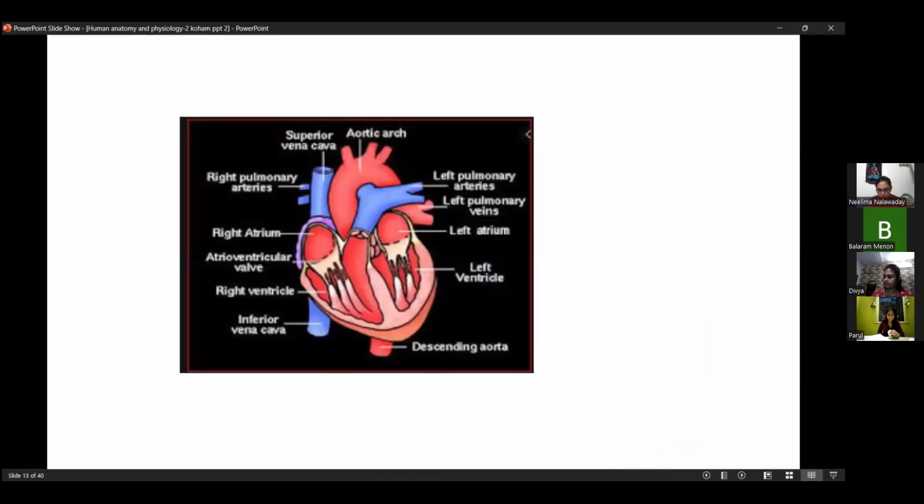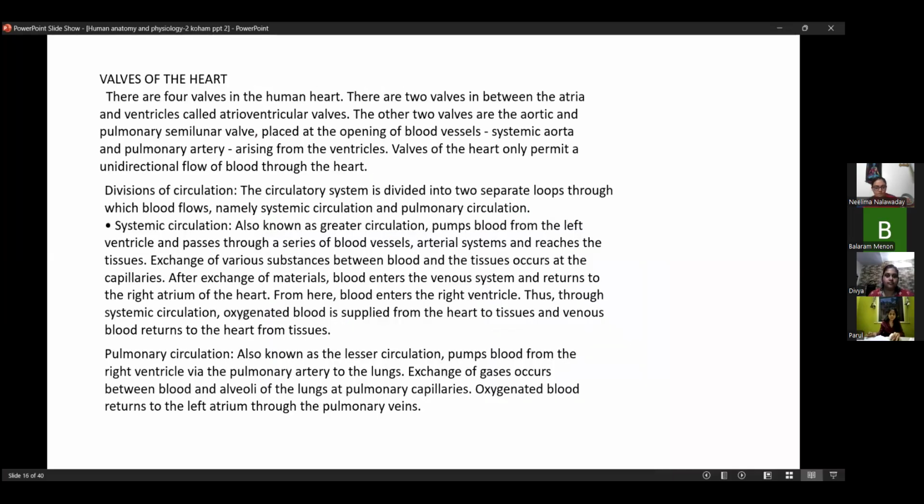Now, right now we saw how blood is getting oxygenated and how this circulation is happening. So it is called pulmonary circulation. Here you can see there are two divisions of circulation. Can you see? Is it clear? Okay. So divisions of circulation: systemic circulation and pulmonary circulation.